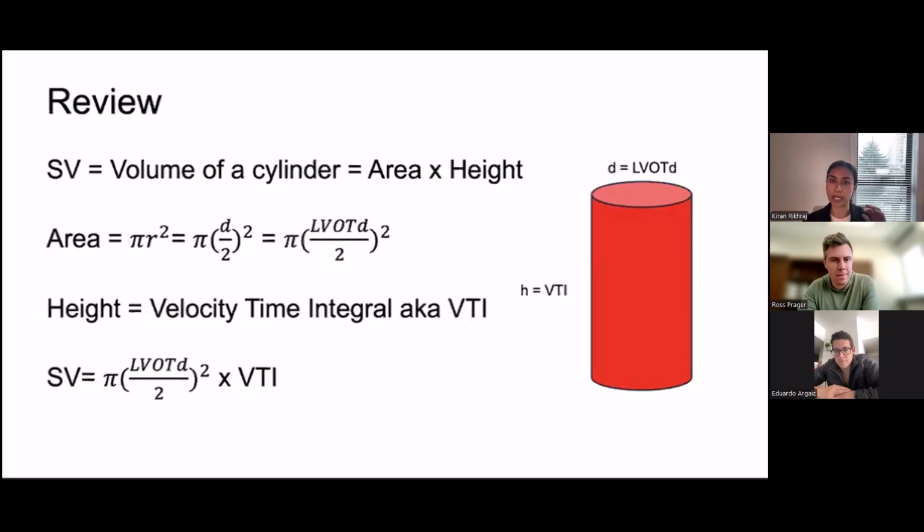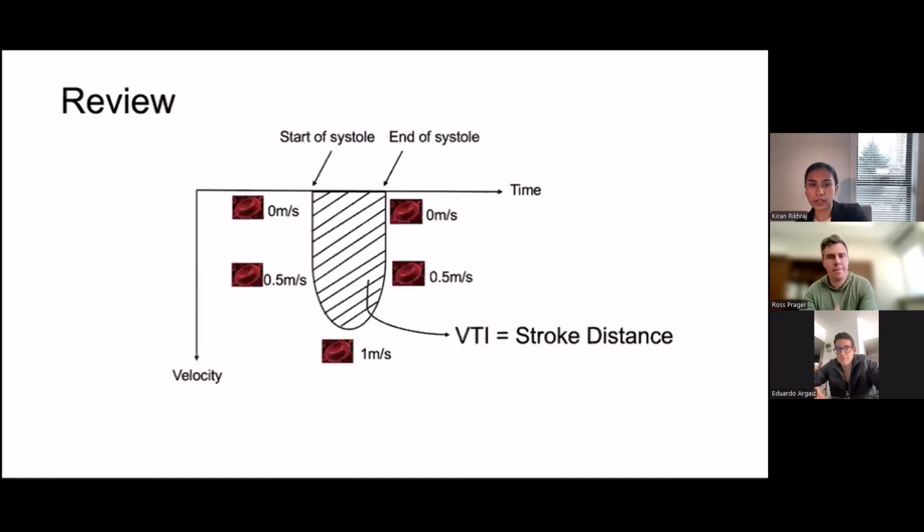We won't go into how we measure the LVOT diameter, and as I'll explain later on, we don't really care about the LVOT diameter too much when we're focusing on the VTI and using that as a surrogate for stroke volume and cardiac output. The height of your cylinder is the velocity time integral, which we refer to as the VTI. Putting it all together, you can figure out stroke volume by getting the LVOT diameter and the velocity time integral.